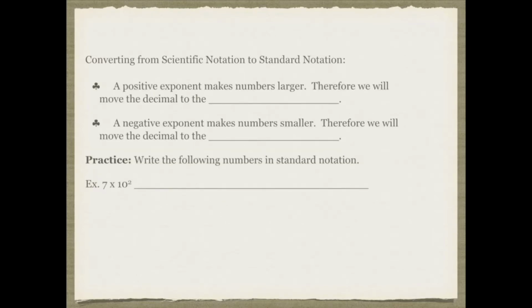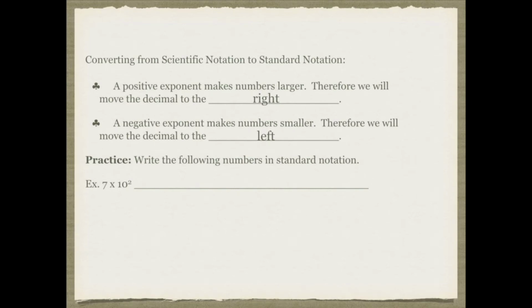Now, in order to convert from scientific notation back to standard notation, since a positive exponent makes the number larger, we need to move the decimal to the right when we're putting it into standard notation. In contrast, if you have a negative exponent, that makes the number smaller, and therefore we're going to move the decimal to the left. So if you look at this example here, I have 7 times 10 to the second.